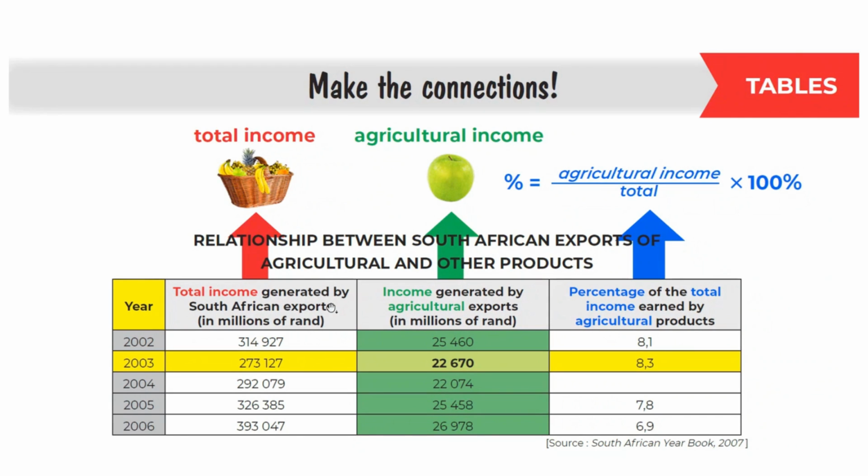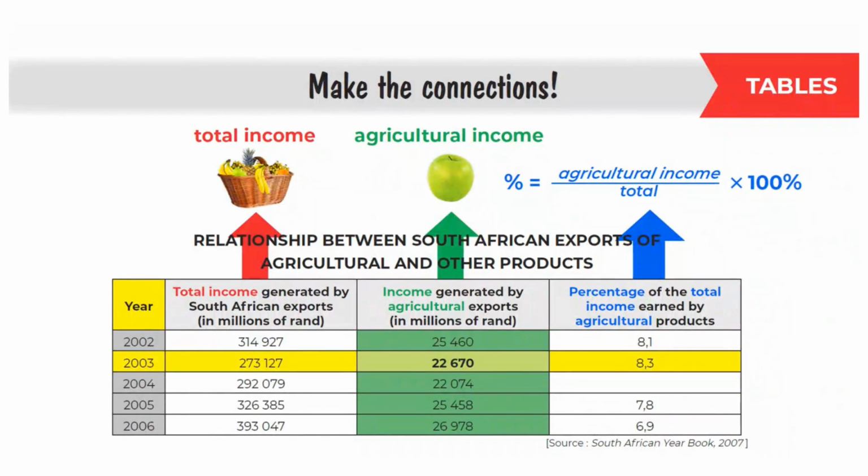So in the first column, we've got the total income generated by the South African exports. Now I'm sure you're wondering why I've got baskets and fruit in this. My experience is that learners, again, understand familiar things, and I often used to use a fruit basket when teaching because they can visualize it. So when you're talking about totals, I would say, okay, my fruit basket, it's got apples, it's got pears, it's got grapes in it. It's the total income.